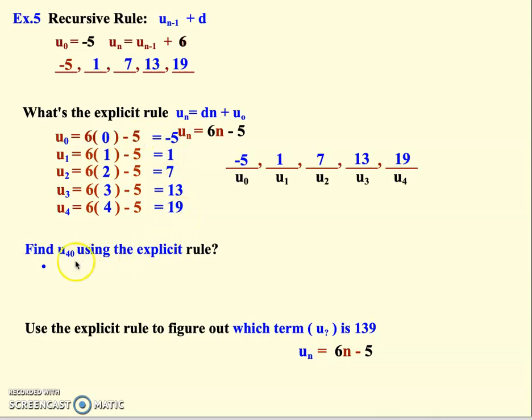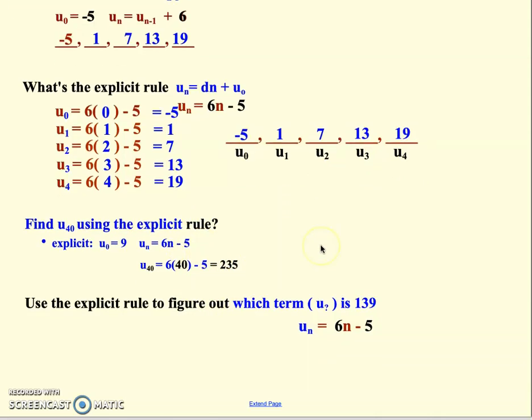And again, the advantage is, let's say I got to go to 40, 50, 100, whatever. I don't want to do 40 one space at a time till I get out to 40. I want to just be able to plug in 40 in a couple seconds and I'm there. So 6 times 40 minus 5, 235. So in this sequence, if I ran it all the way out to the 40th term, this would be the number that sits there. And then the flip side of this problem is what term has a value of 139.